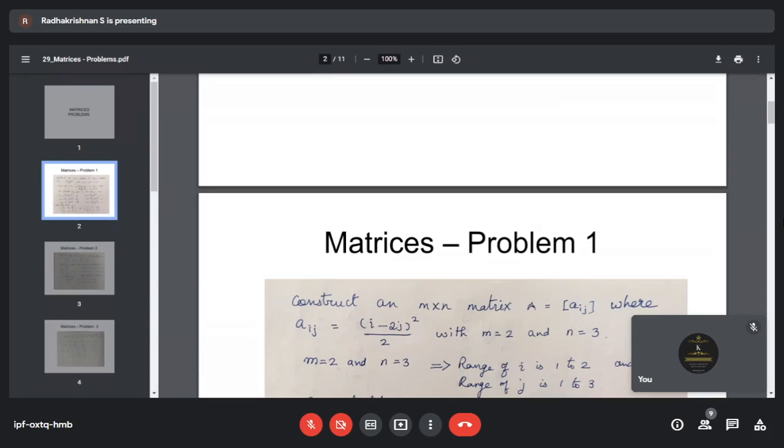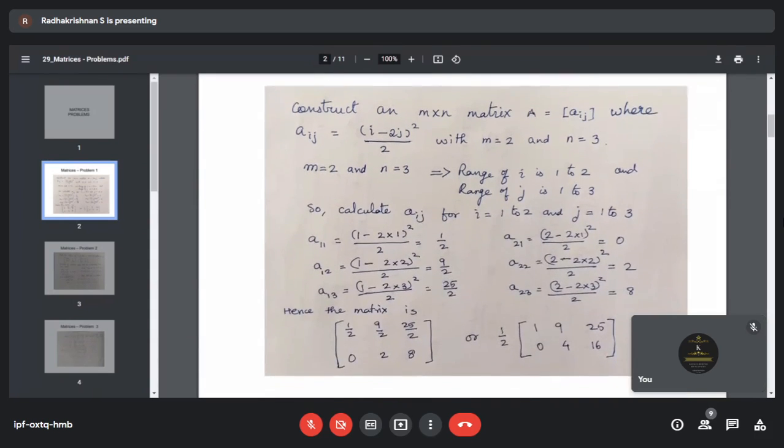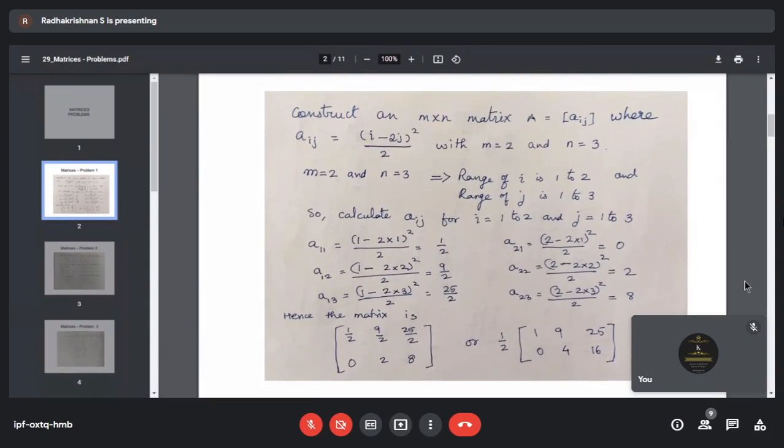Okay, so I will just show it now. As I said, since M is 2 and N is 3, the range of i is 1 to 2 and the range of j is 1 to 3. So we have to calculate aij for i equal to 1 to 2 and j equal to 1 to 3. So that's a11, a12, a13, a21, a22, a23.